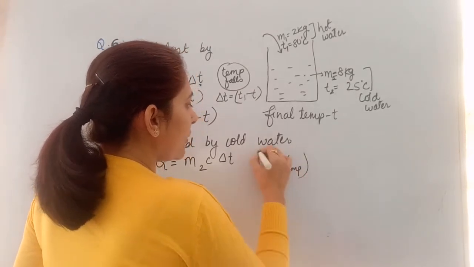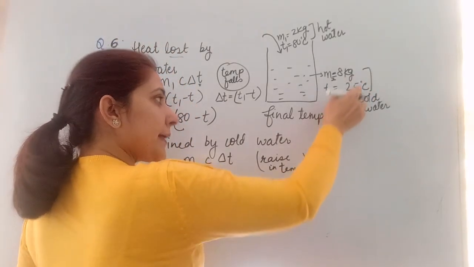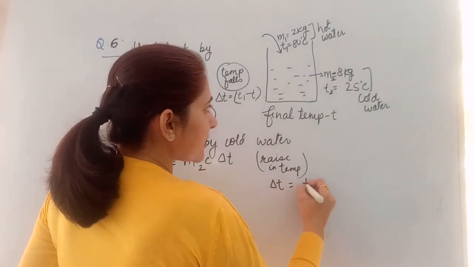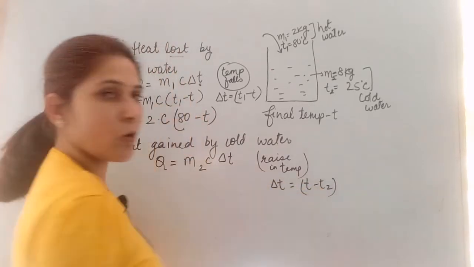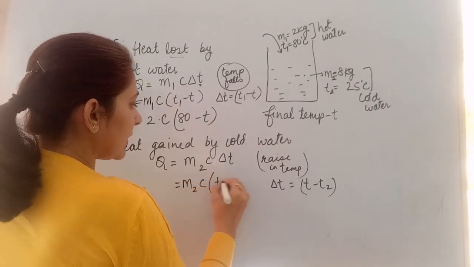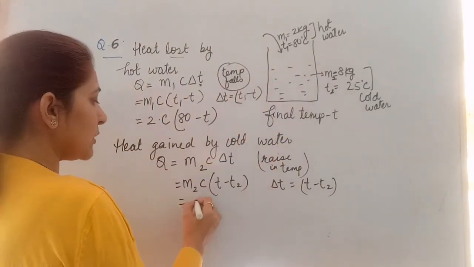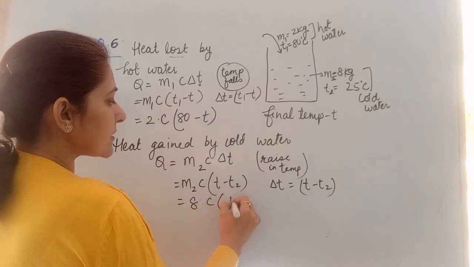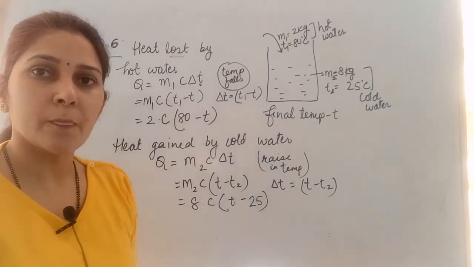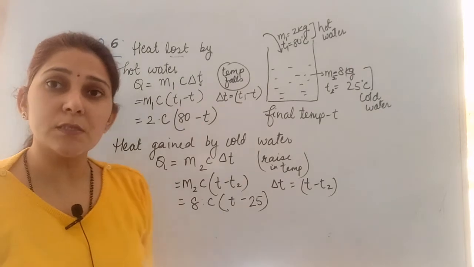When we are talking about rise in temperature delta T, T2 will increase, it rises to some larger value, so this is the bigger value and this is the smaller, so this is T minus T2. Okay, so that we are going to put over here, this is M2 C (T minus T2). Fine. M2 is what? The value of M2 is 8, into C, into (T minus T2), that is given as 25. Okay. Now let's compare these two, because we are assuming and we are talking about the principle of calorimetry.